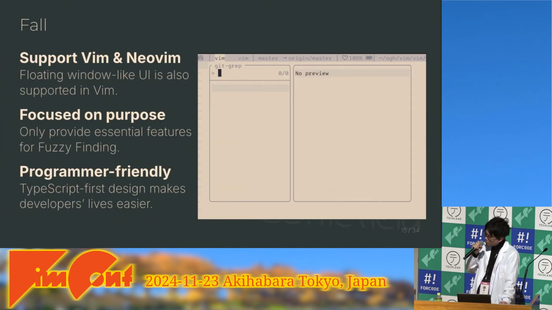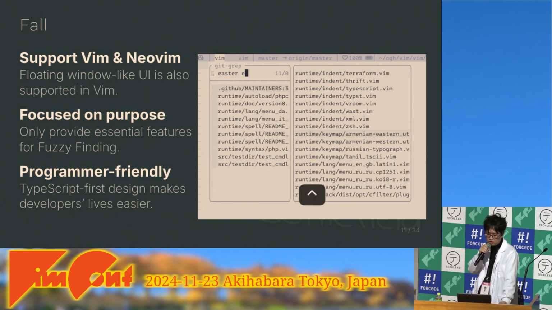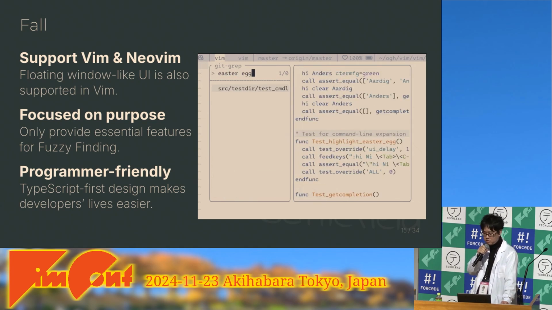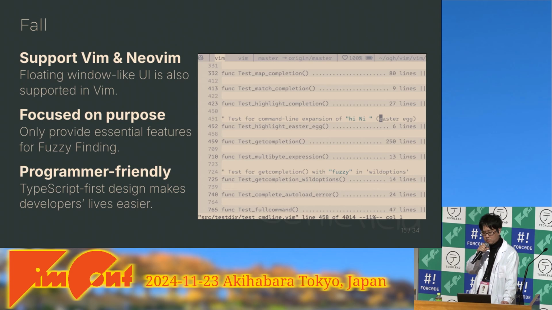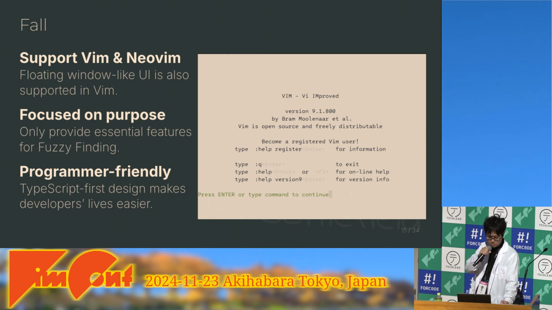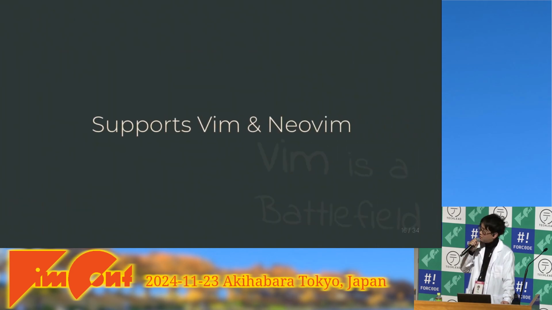By the way, this video you're watching shows Fall searching for the string Easter egg in Vim's repository with the live git grep feature. So Fall works like this. Alright, let's dive deeper into each of the philosophies. And the first one is this.